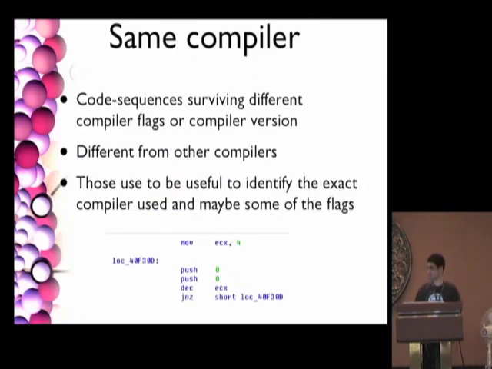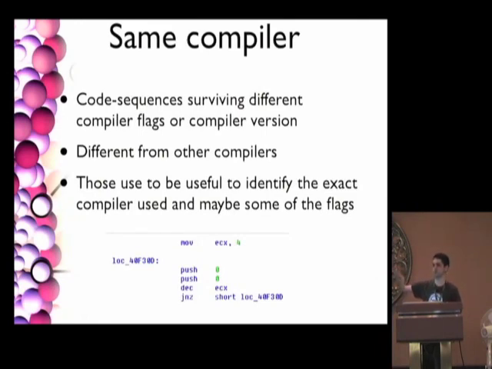So what happens when we have the same compiler and different source code or slightly different flags? We have code sequences that still remain, of course. We are talking about different sequences that are not general to all executables of different compilers. So in this case, I put this example here.